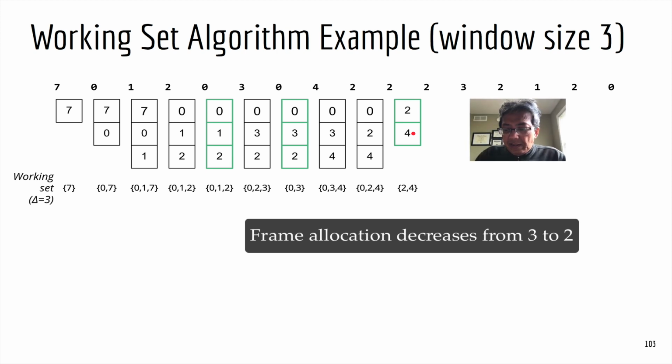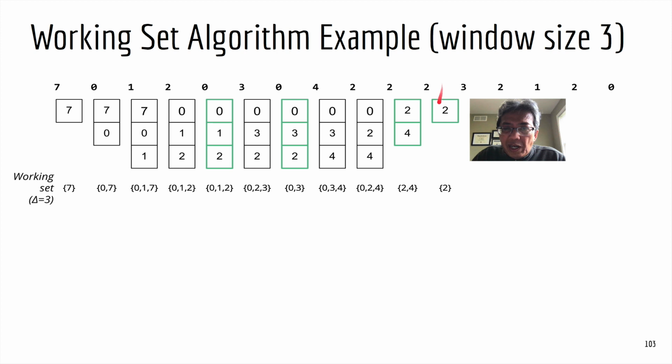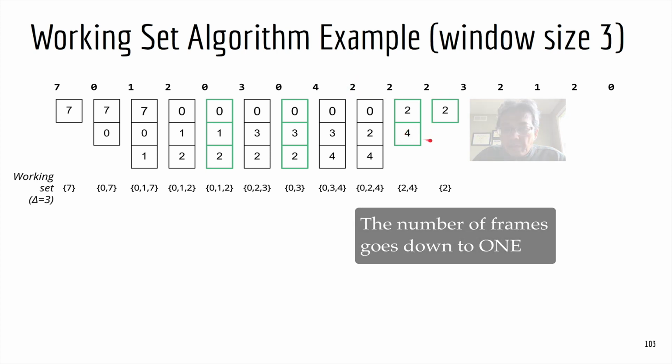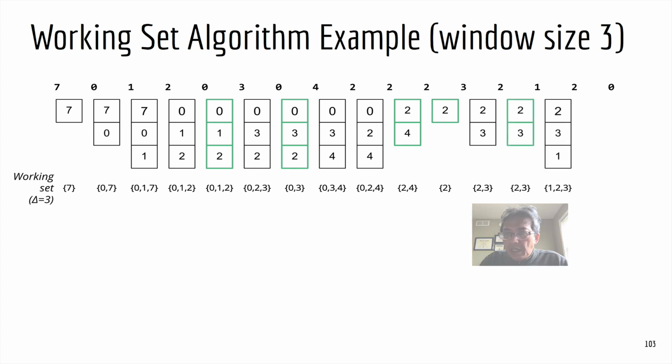The next reference to page 2 does not trigger a page fault, but again, if you update the working set, looking 3 frames back, the working set includes only page 2. That's why page 4 is kicked out. So if you continue in this manner, then you will see the next few updates to the resident frames shown here.